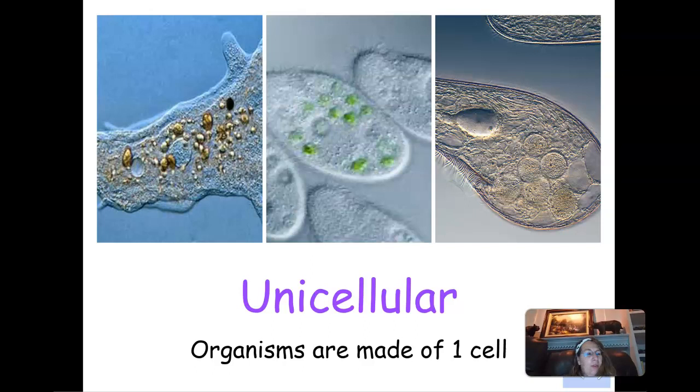Some examples of eukaryotes that are unicellular are an amoeba on the left, and it moves around by pseudopods, meaning it pushes out its cytoplasm and then it kind of pulls along the rest of itself. And then it looks like we probably have a euglena maybe in the middle and a paramecium over on the right.